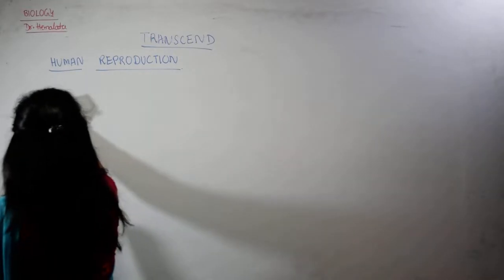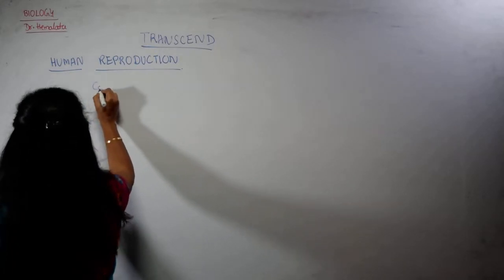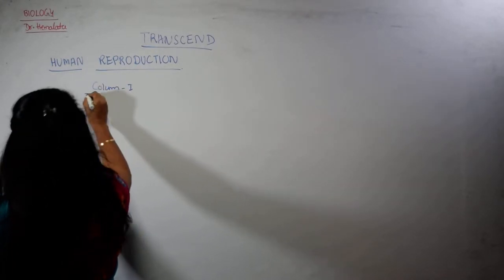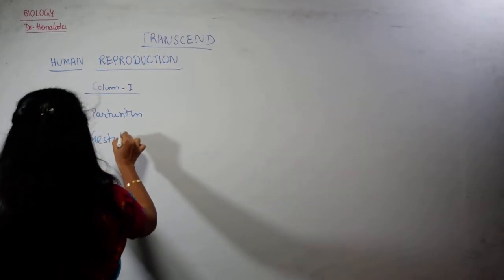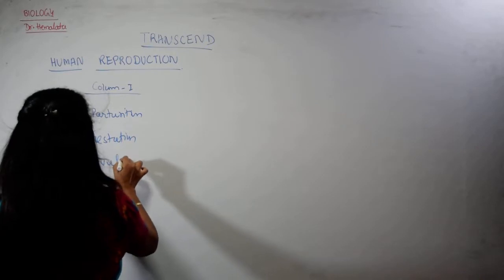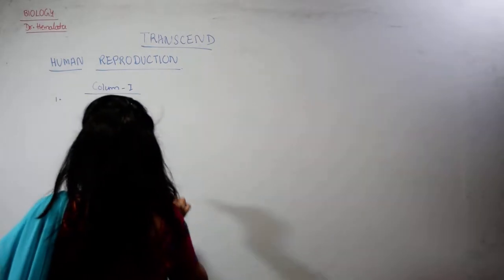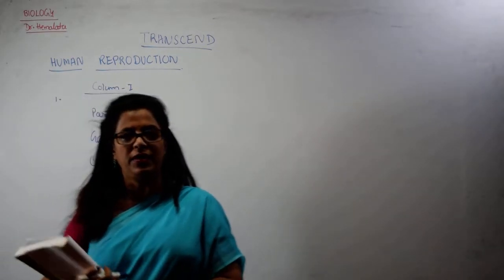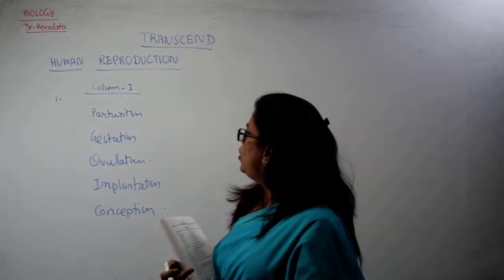The first question is under human reproduction. First one is match the column 1, column 2. In column 1 they have given different activities: one is parturition, second is gestation, third is ovulation, fourth is implantation, and next is conception. These are certain terms given here, and column B has all the meanings for them. So you need to answer for these.